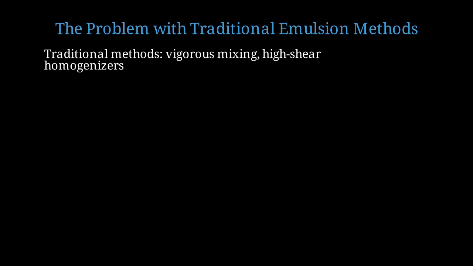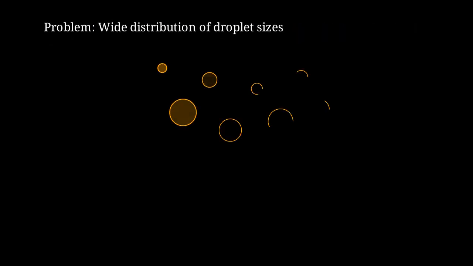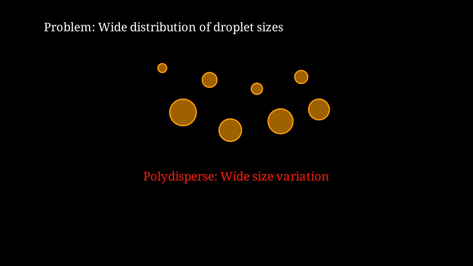Now here's the challenge. How do we typically make emulsions? Traditional methods involve vigorous mixing or using high shear homogenizers. You're essentially using brute force to break up the dispersed phase into droplets. The problem is that these methods produce a wide distribution of droplet sizes. Some droplets are huge, some are tiny, and everything in between. This is what we call polydisperse. Notice how the droplets vary dramatically in size. This inconsistency is a major problem in many applications.